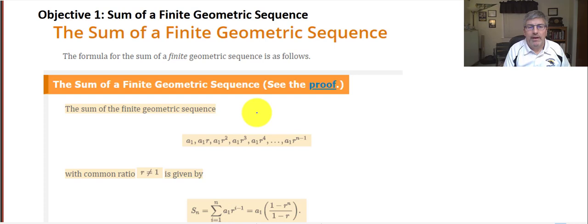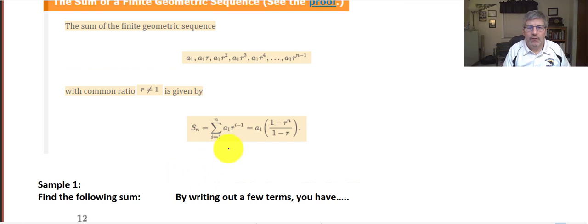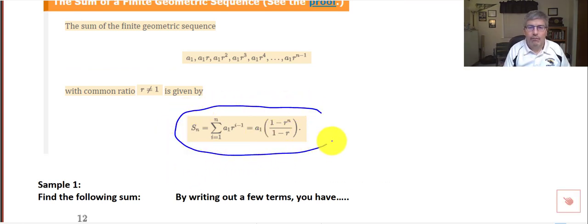So we can find the formula for a sum of a finite geometric series in the following ways. Given our finite geometric sequence pattern that we previously studied, with a common ratio r not equal to 1, we can find the sum of the finite series using this formula. The sum of n terms of the sequence, beginning at i equals 1 to n, of a sub 1 times r to the i minus 1 equals a sub 1 times the quantity 1 minus r to the n, all over 1 minus r.